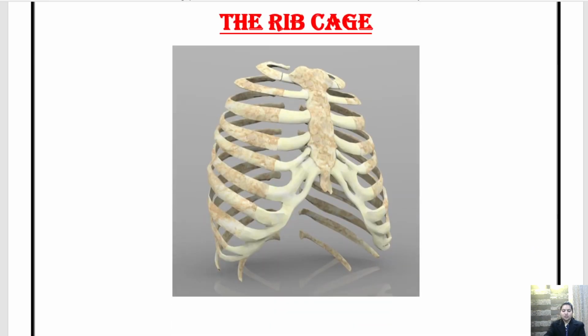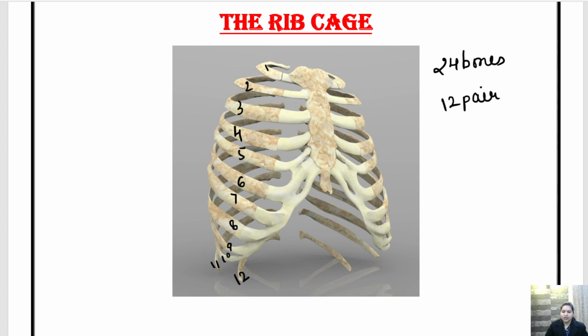So, in the rib cage, we can easily see there are 12 pairs of bones present, like 1, 2, 3, 4, 5, 6, 7, 8, 9, 10, 11 and 12. Okay. So 12 this side and 12 this side. So it becomes a total of 24 bones, or we can say 12 pairs of bones.